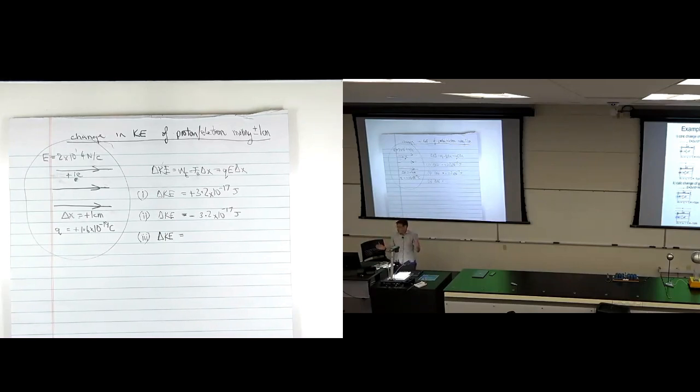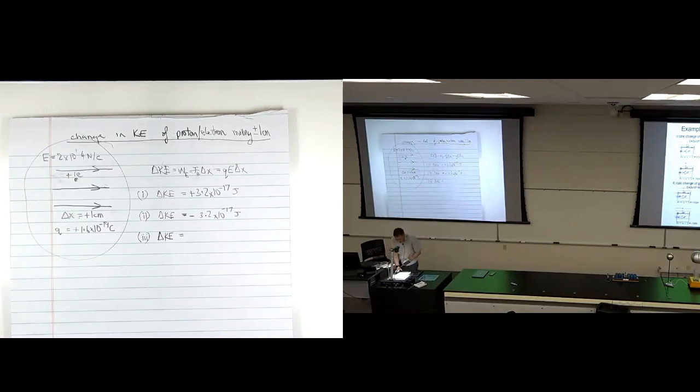The field is still the same. The field is always the same in all of these problems. The displacement is 1 centimeter towards the right. That's exactly the same displacement as the first example with the proton moving towards the right. The only difference in the third case, compared to the first case, is that now we've got an electron, which is minus 1.6 times 10 to the minus 19 coulombs, whereas before we had a proton, which is plus 1.6 times 10 to the minus 19 coulombs.